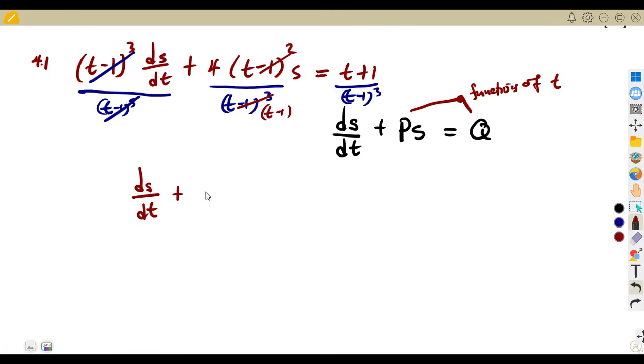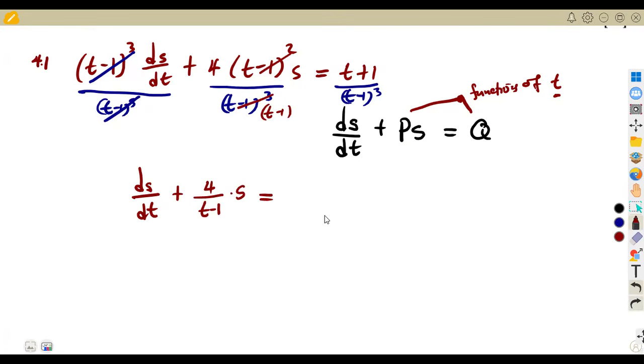Okay, so that will be 4. Take note, the format here is supposed to be P, where P is a function of what? Of t. So we are going to write this as 4 over t minus 1, so that we properly see it as we are supposed to see it here.